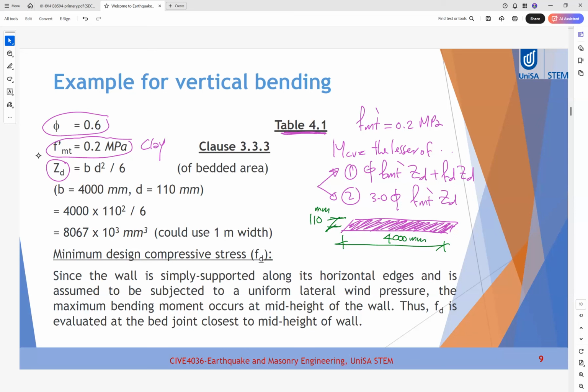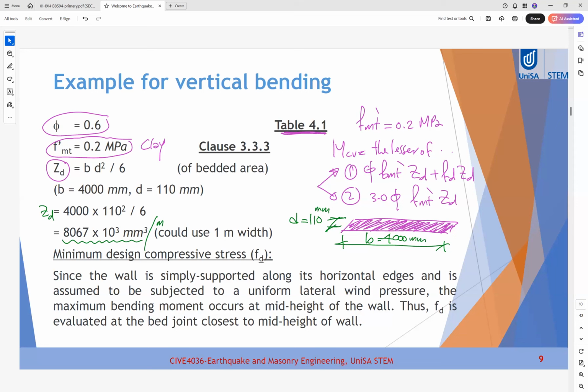So Z equal to BD squared over 6, where B is the total width of the wall, 4,000 millimeter, and D is the thickness of the wall, which is 110 millimeter. So ZD equal to 4,000 times 110 squared over 6 give us 8067 times 10 to the power 3 millimeter cubed. This is for 1 meter width of the wall, or for each 1 meter of the height of the wall.